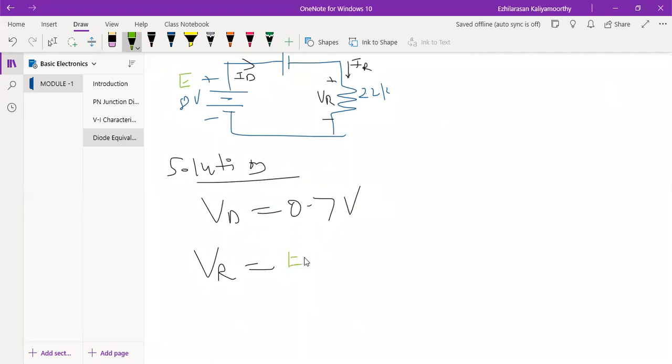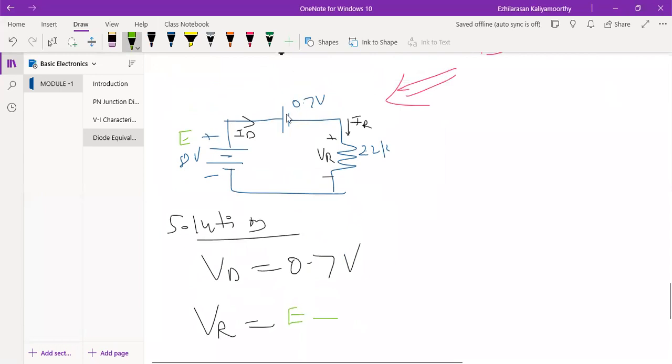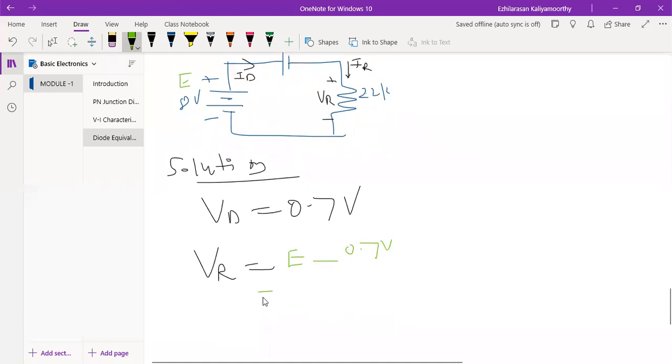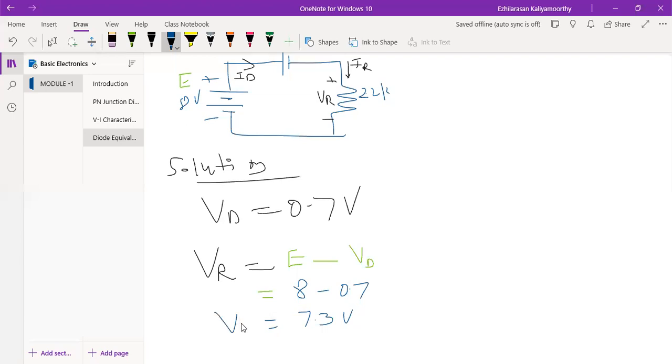So if I consider this is E minus this 0.7 volt. E minus 0.7 volt. Then what will that be? That is E minus 0.7, or E minus VD also I can write if you want. So let me write for your understanding purpose. E minus VD. What is the E value? E value is nothing but 8 volt. VD value is 0.7 volt. So then I will get 7.3 volt. This is VR. I got the VR also now.